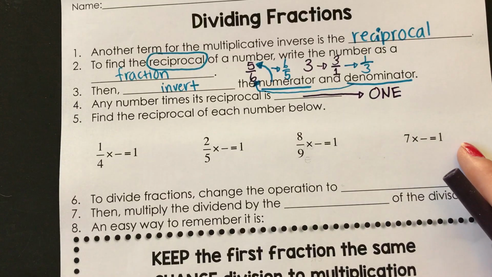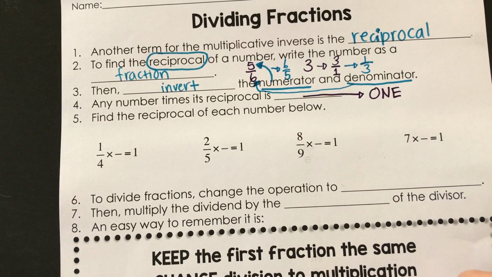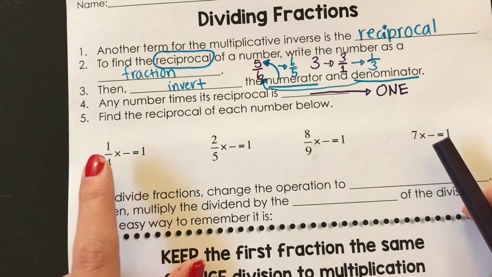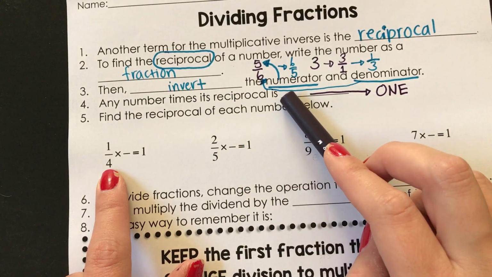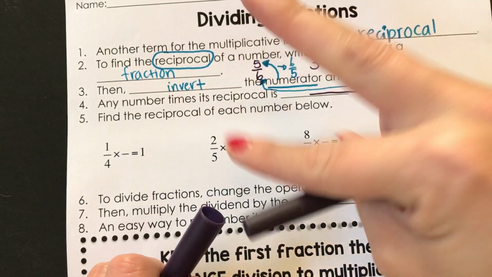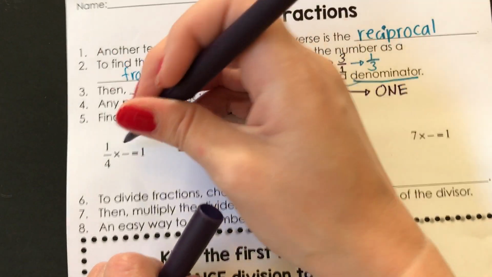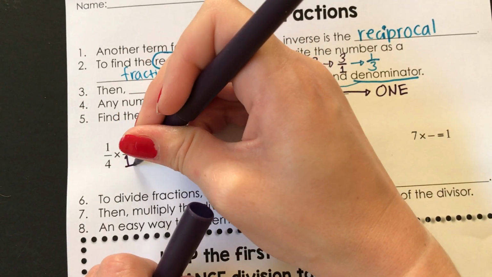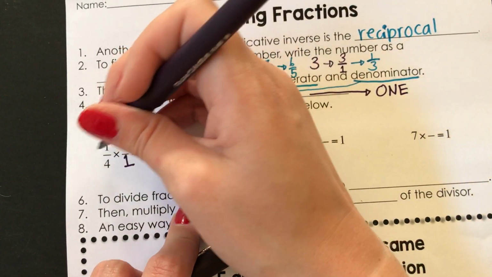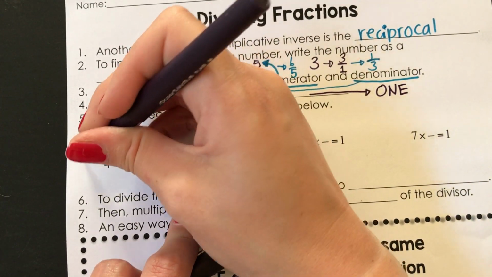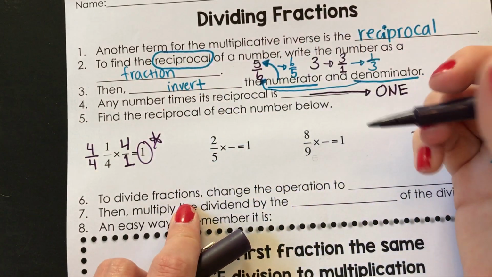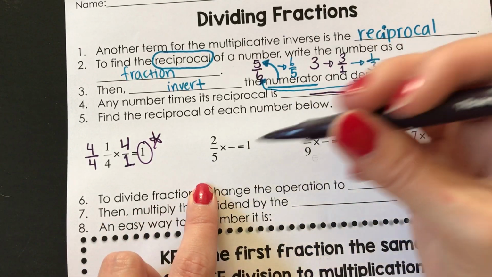So we're going to find the reciprocal of each number below. So first let's check. Did they write this one as a fraction? Yes, they did. So now I'm going to invert the numerator and the denominator. In this case, it's now no longer going to be 1 over 4. I'm going to flip it, and it's now going to be 4 over 1. 1 times 4 is 4. I'm actually going to go to the left. 1 times 4 is 4. 4 over 4 simplified is still 1. This works. All right, let's try the next one.